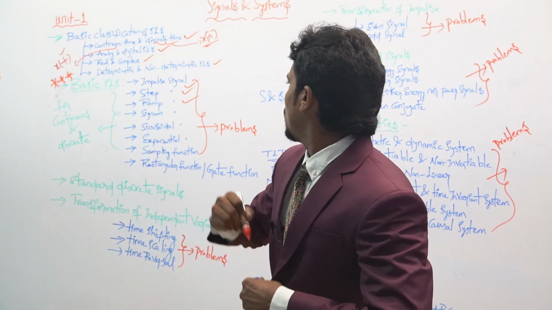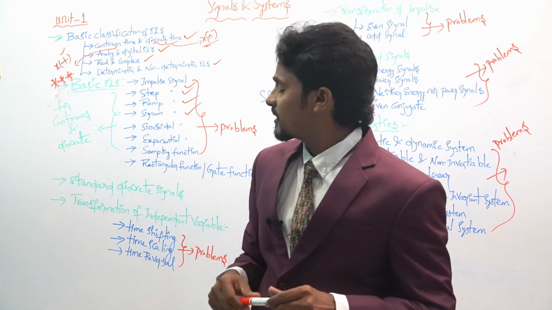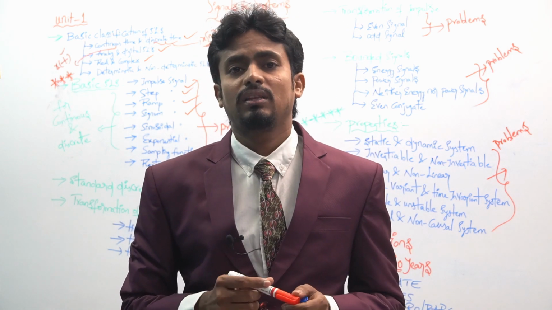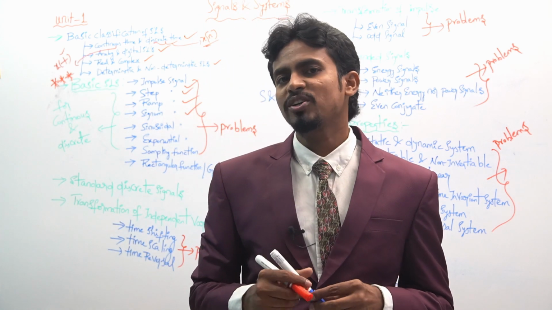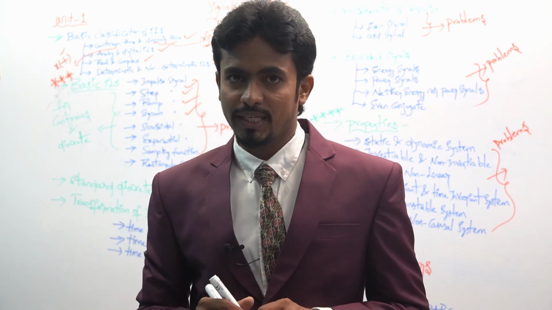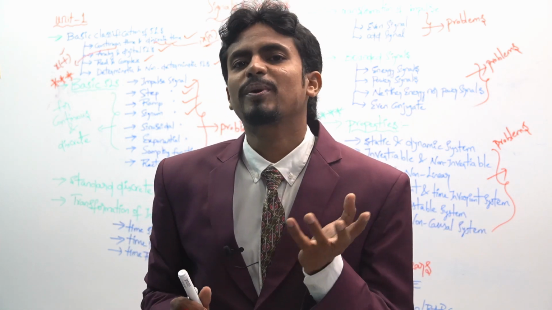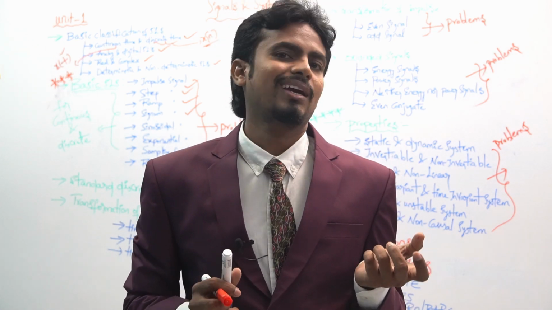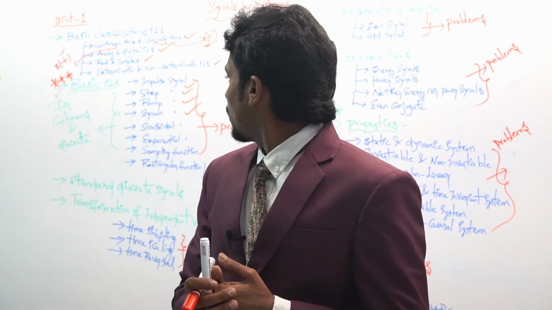And the next concept is a signal used for communication purposes. Mostly for analog communication, we have to take different types of signals, which have a phase difference of plus 90 degrees as well as a minus 90 degrees phase shift. In that case, we have to use this signal very well.